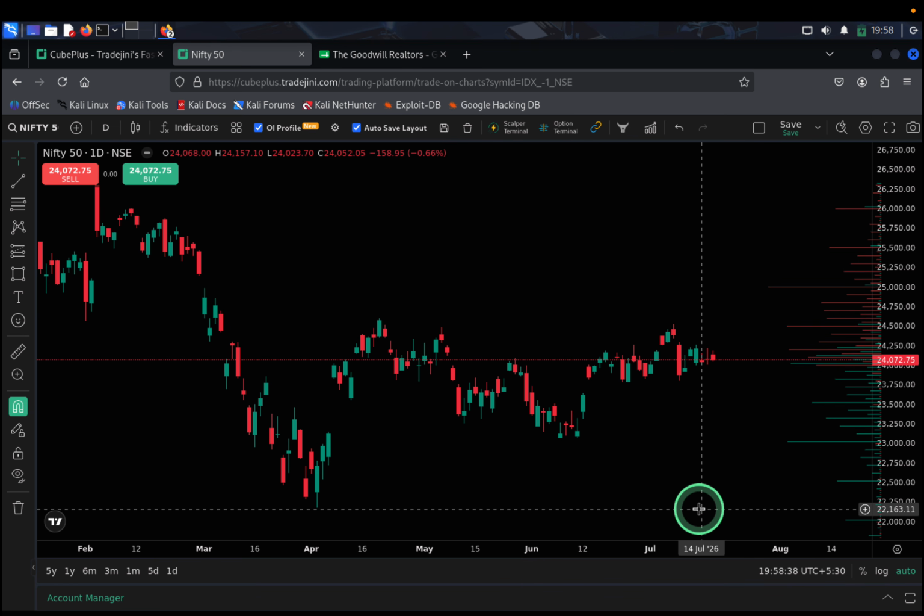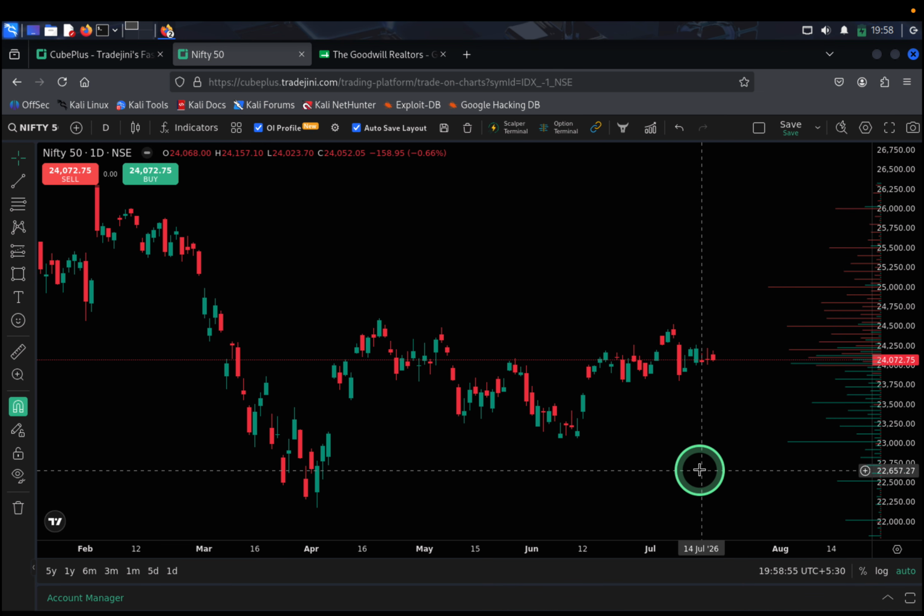And today we are going to analyze two indicator strategies, which is Bollinger Bands and MACD. MACD is moving average convergence and divergence. So we are going to see how does it help us.